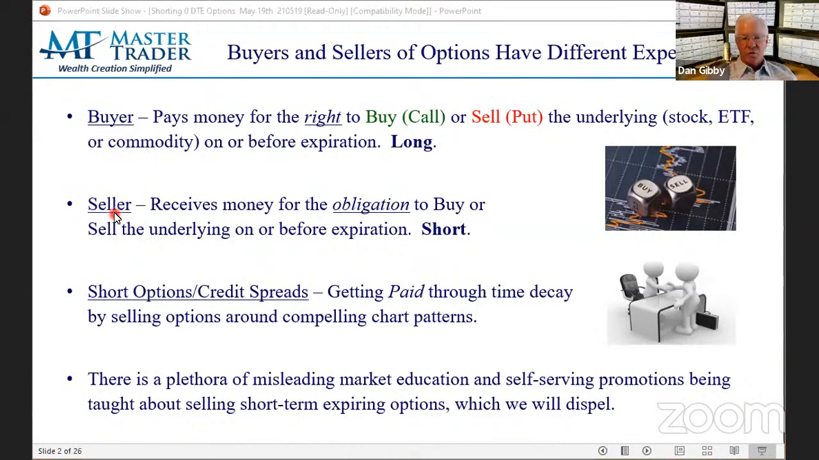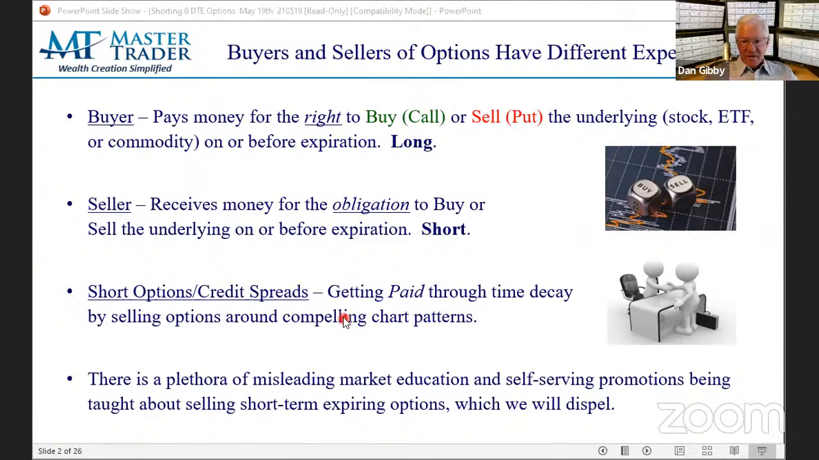So if we're going to sell puts, we have an obligation to buy, which we're going to do on bottoming patterns. If we're shorting calls, we have an obligation to deliver, to sell the underlying, and we do that at short-term tops. This is our strategy. We literally get paid through this time decay that Greg mentioned in the intro, and we love selling short-term expiring options, typically 10 days or less, because of the time value component, the way options erode in value.